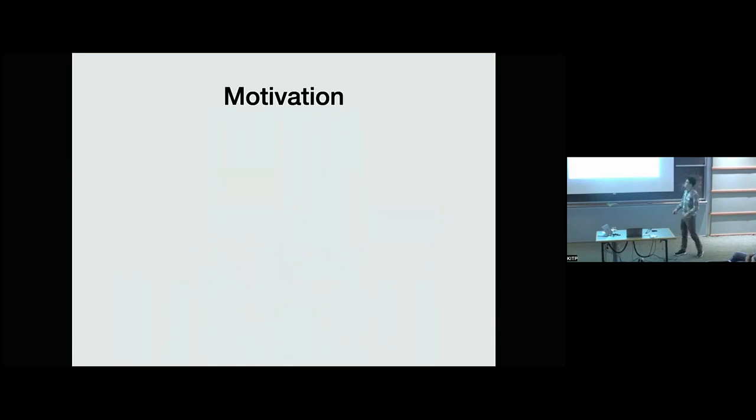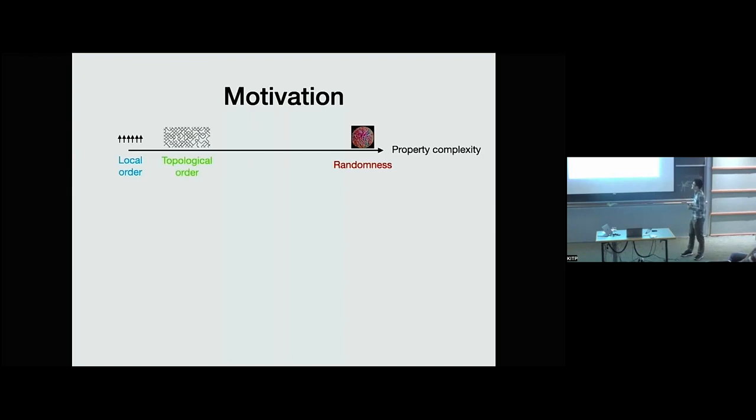Okay, so let me start out with some context for this work. Hilbert space is very big, as you all know, and depending on which community you're from, you might be interested in different properties of quantum states. For example, condensed matter physicists might be interested in asking whether states have local order or topological order, whereas computational complexity theorists might be more interested in how random states are, or how difficult they are to simulate classically.